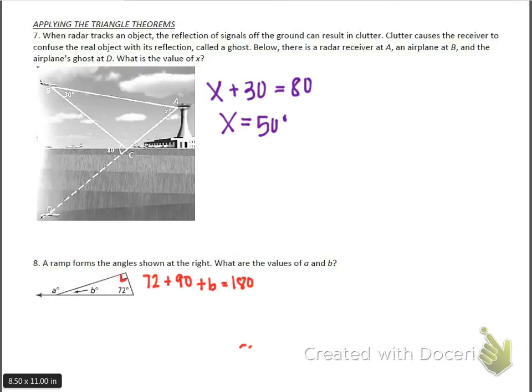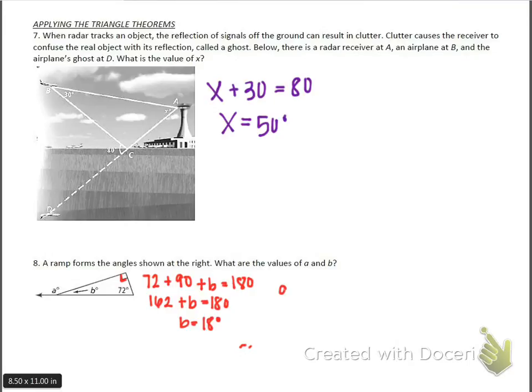Okay, so what'd you do next? Then I added 72 and 90. Okay, and what'd you get? 162. 162 plus B equals 180. And then what? I subtracted 162 from 180, and then I got B equals 18. Yeah. You guys agree? Okay, so then how did you find angle A?